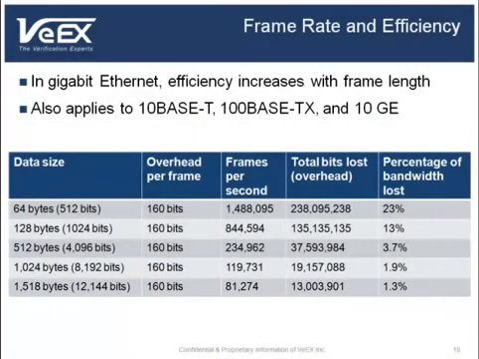The actual frame lengths in a real network will constantly fluctuate, causing the bandwidth utilization to also constantly change. This principle also applies to 10BASE-T, 100BASE-TX, and 10 Gigabit Ethernet.